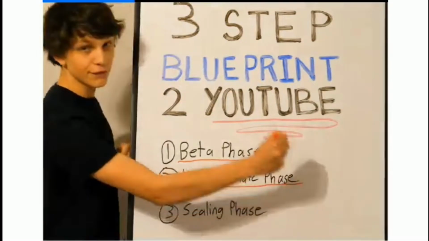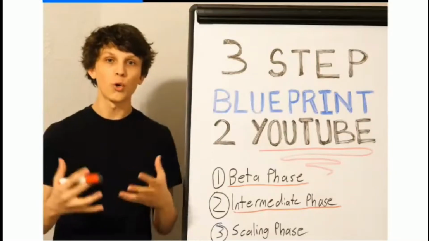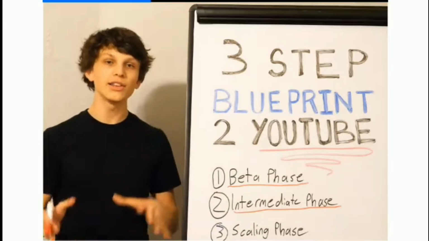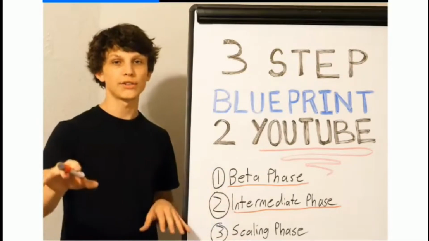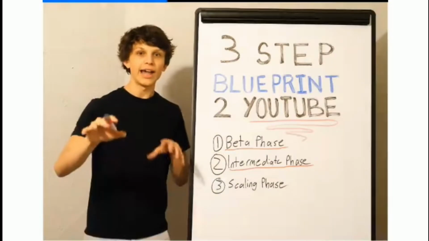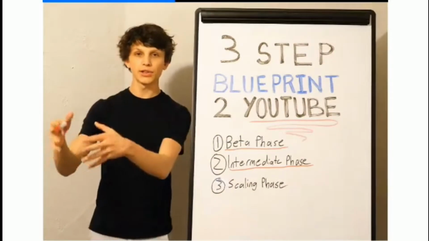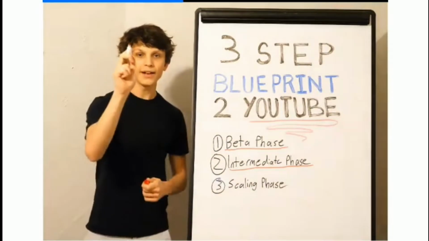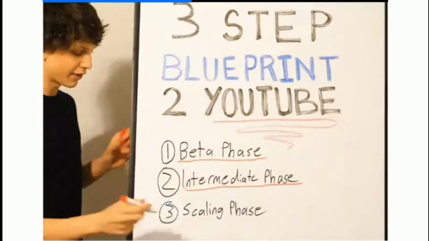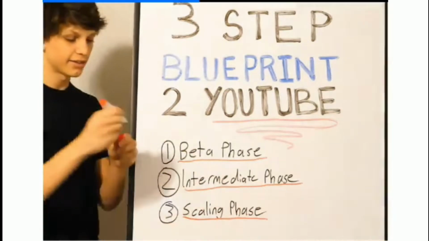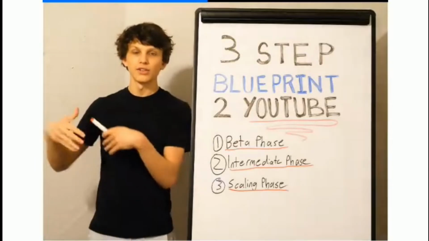Now the intermediate phase consists of recording 33 different videos, and this ties into the 33 rule, which I've talked about previously on here. And then once you've recorded and uploaded 33 different videos, that brings us to the scaling phase. Now the scaling phase consists of outsourcing your content to other people.